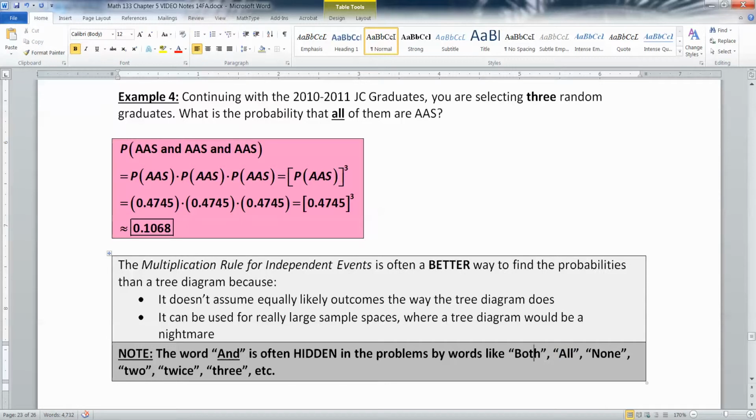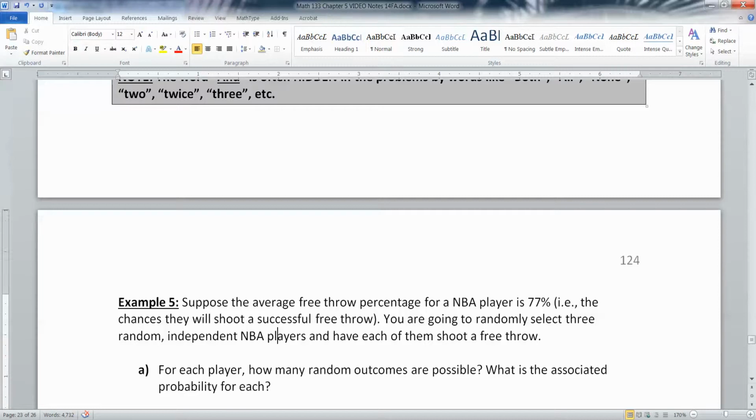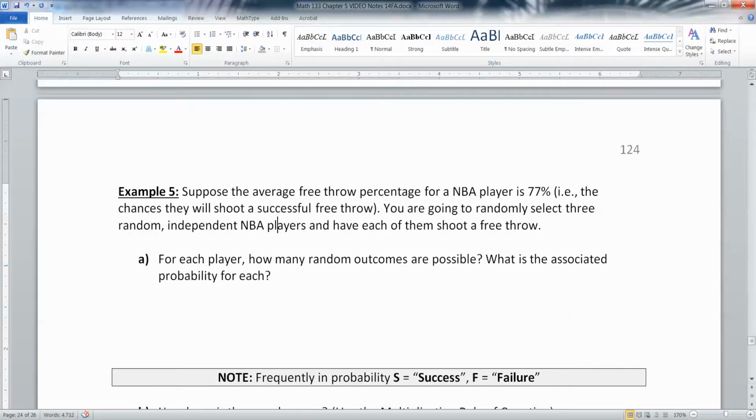In general, if you're talking about more than one thing, more than one graduate, more than one card, more than one whatever, that's usually the multiplication rule. Speaking of which, let's talk about a few free throws. I'm never going to be able to say this correctly.